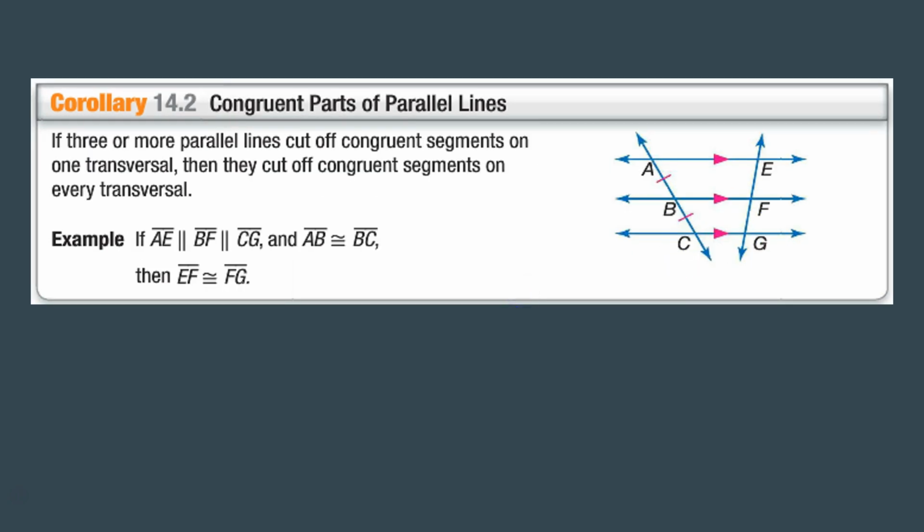Congruent parts of parallel lines. If three or more parallel lines cut off congruent segments on one transversal, then they cut off congruent segments on every transversal. So for example, we have each of our parallel sides, which are shown here. And then we also know that AB is congruent to BC. If we know that, then we also know that EF is congruent to FG. And there we go.